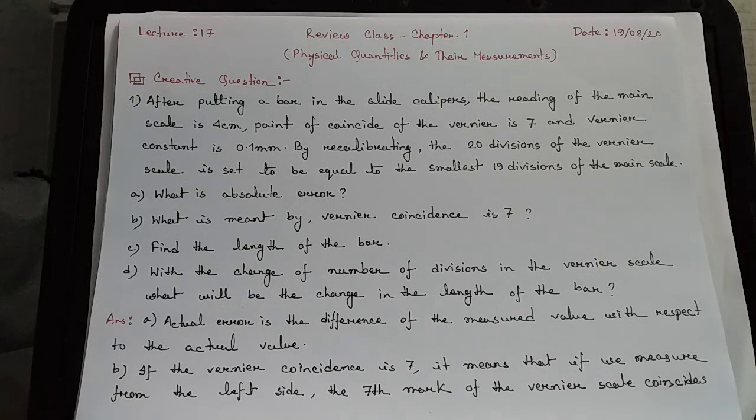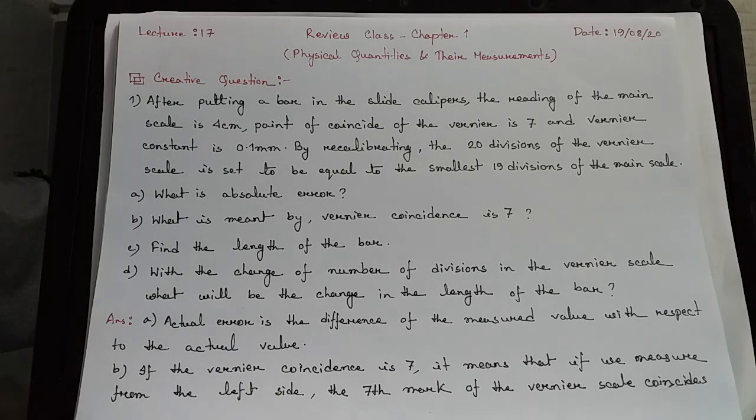If we have a look at the stem again, we are trying to measure the length of a bar using a slide calipers, and the main scale reading is 4 centimeter. Vernier coincidence is 7. In the first case, the vernier constant is 0.1 millimeter, but when the scale is recalibrated, it is quite usual that the vernier constant will be changed here. So we will count that fact while we do the math.